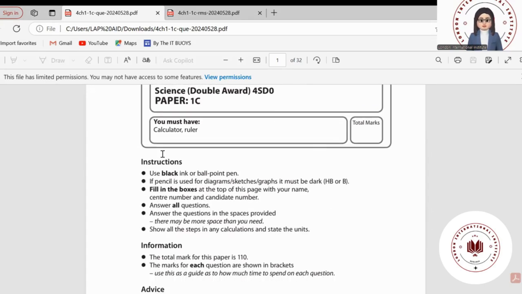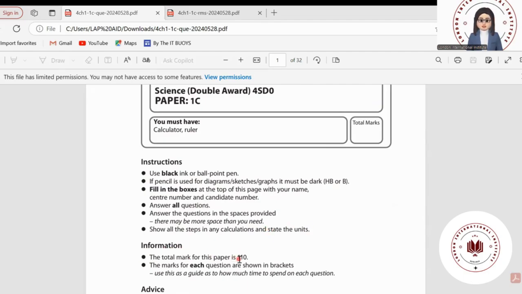First of all, we are provided some instructions over here. Let's walk through this smoothly and quickly. Use black ink or ballpoint pen. If pencil is used in diagram or sketches or graphs, it must be dark, HB or B. Fill in the boxes at the top of this page with your name, center number, and candidate number. Answer all questions. Answer the questions in the spaces provided. There may be more space than you need. Show all the steps in any calculation and state the units.